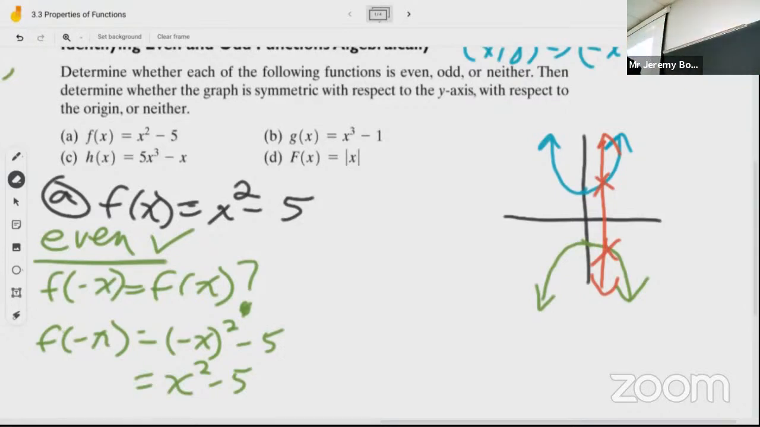But it can be symmetric with respect to the origin and not the other two. So that is basically what you're looking for. For even functions, it's just symmetric with respect to the y-axis. For odd functions, it's just symmetric with respect to the origin. If it had multiple symmetries, then it would not be a function. Any questions on that?